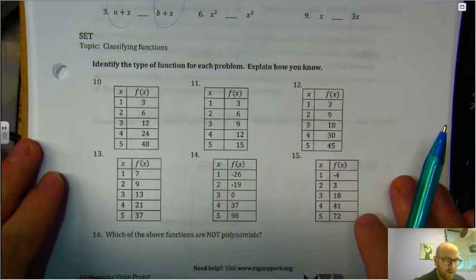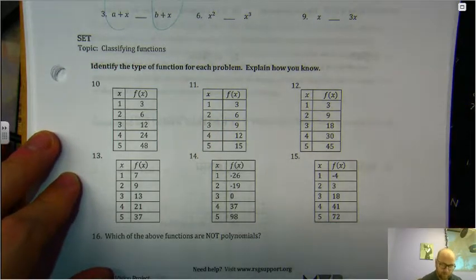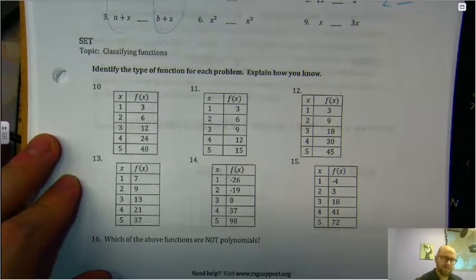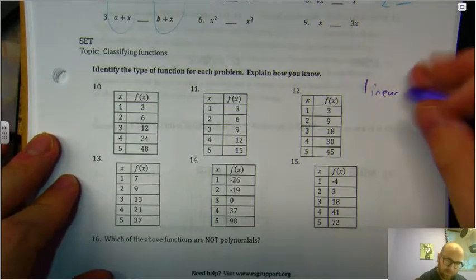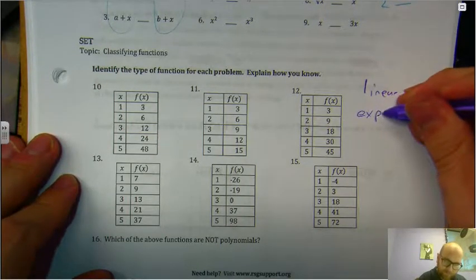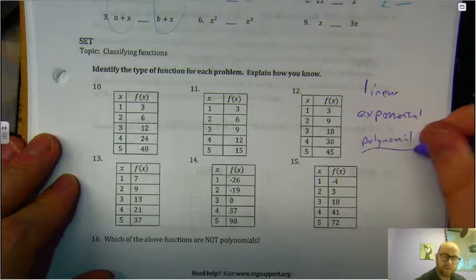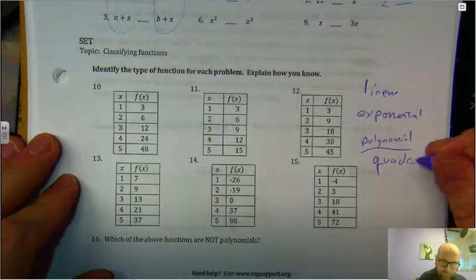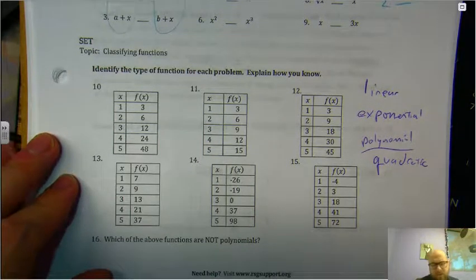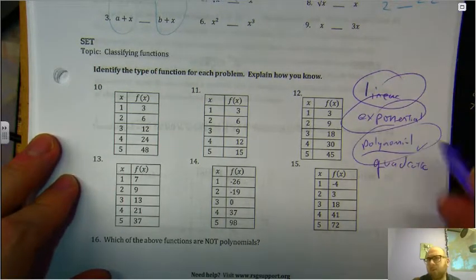Let's go ahead to the next section where we're asked to be classifying functions. We want to identify the type, and the 3 types of functions that we want to be most aware of, at least for this unit, are linear, exponential, and then we're learning about polynomial functions. And then for these polynomial functions, the big one that you may have encountered before is quadratic. But we'll be looking to see if we can identify things that maybe are polynomials but not necessarily quadratic. But those are the big boys: linear, exponential, and then some polynomial.